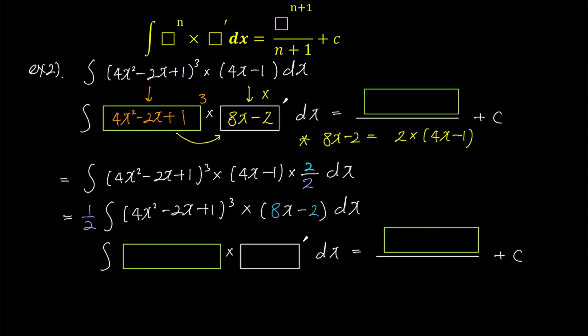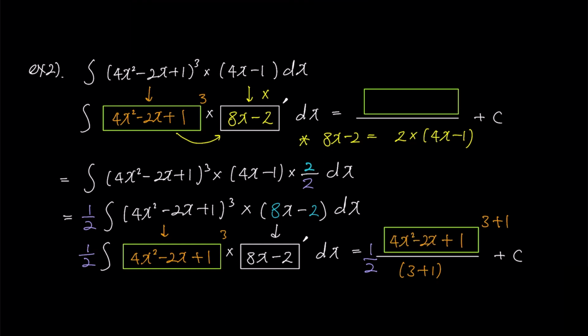Now we are ready. Multiply half in front, fill the green box with the 4x squared minus 2x plus 1, and the second box prime will be 8x minus 2. Of course, the exponent of the green box is 3. The answer on the right is the same. Multiply half in front, increase the exponent of the green box by 1 to 3 plus 1, and the denominator will also be 3 plus 1. Fill the green box with the same terms.